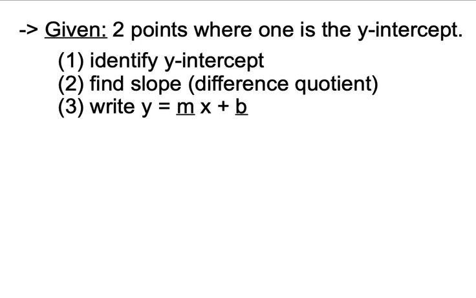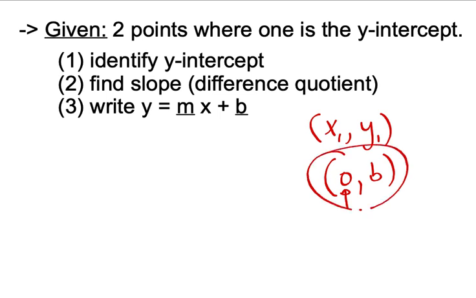Okay, first you would identify the y-intercept. That's just going to be one of the 2 points, because the points will pretty much be an x, y, and the other one is going to be 0, comma, b, where you have the y-intercept. So this does require one of the points to have a 0 in the x position, so you have the y-intercept. After you identify the y-intercept, you're going to find the slope.